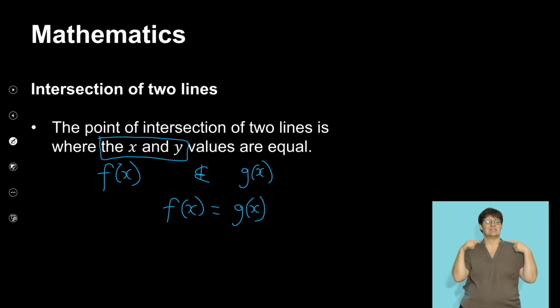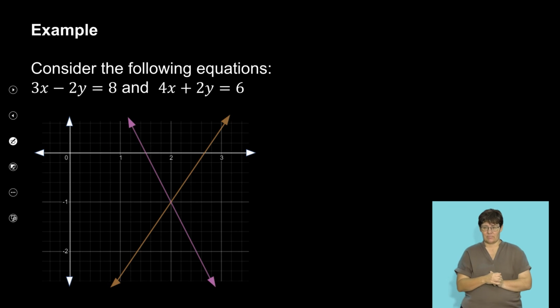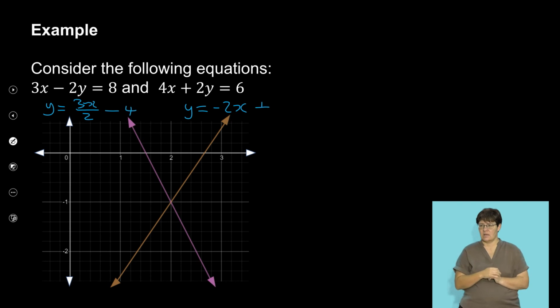That's the simultaneous I'm talking about, right? On a graph, consider this graph. So you can see that with these two graphs of mine, which are just line graphs, the first one here, if I want to make it a normal equation, it will be y equals 3x over 2 minus 4, right? And then with this one here, it will be y equals negative 2x plus 3, right?